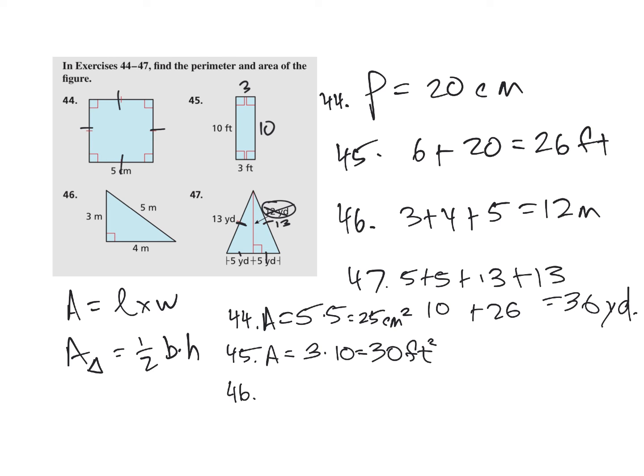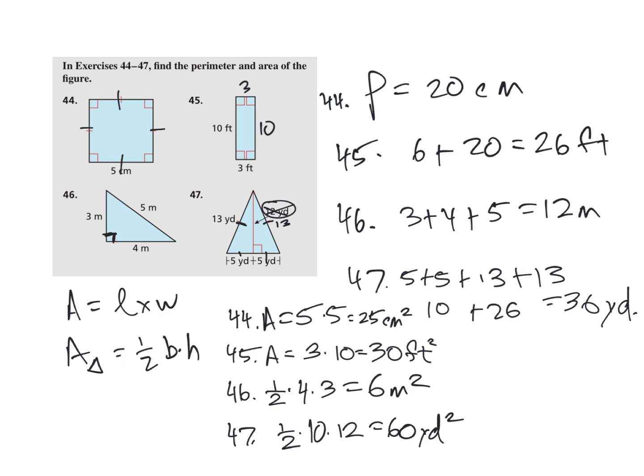And 46 is 1/2 the base. The base is anything that's attached to the 90 degrees. So 4, and the height is the other one, 3. So 1/2 of 12 is 6 square meters. And 47, it's a triangle, 1/2 the base. The base is 10, so the height is 12. 1/2 of 120 is 60 square yards. All right, moving on.